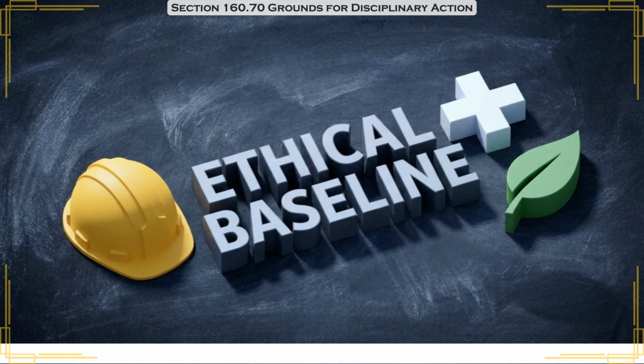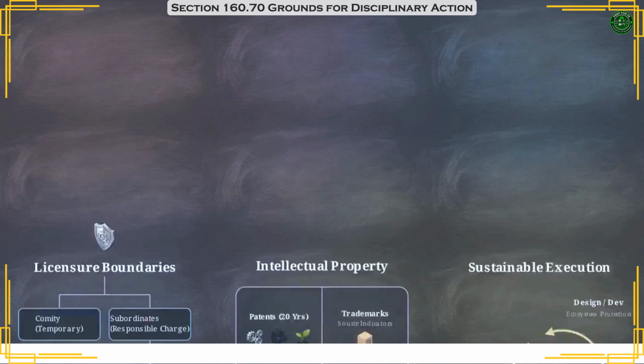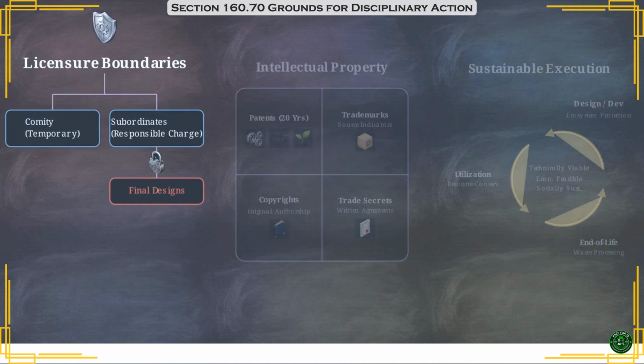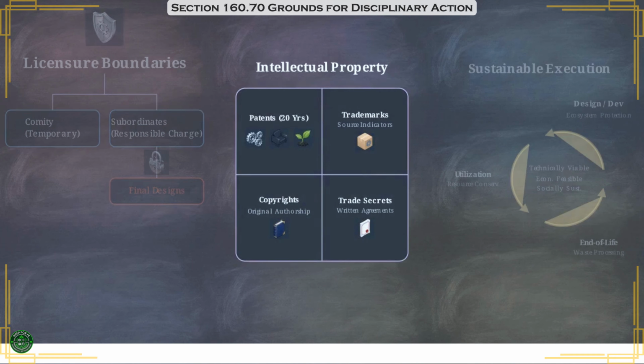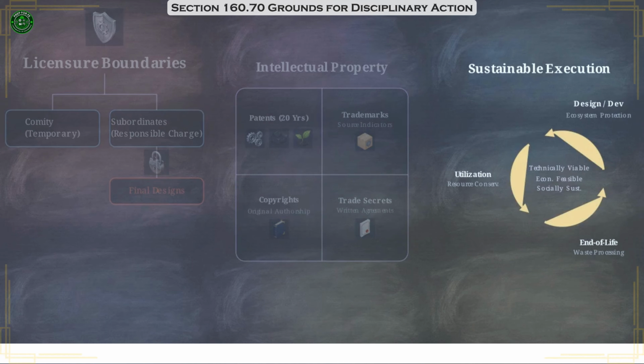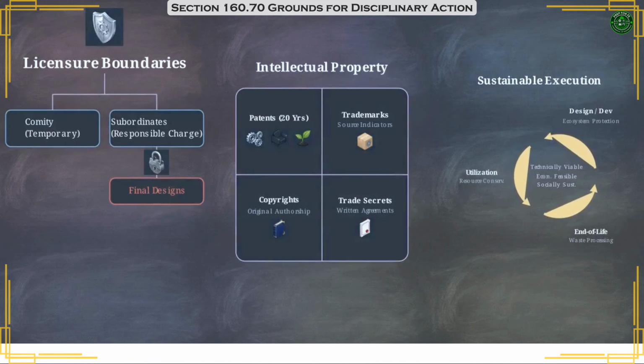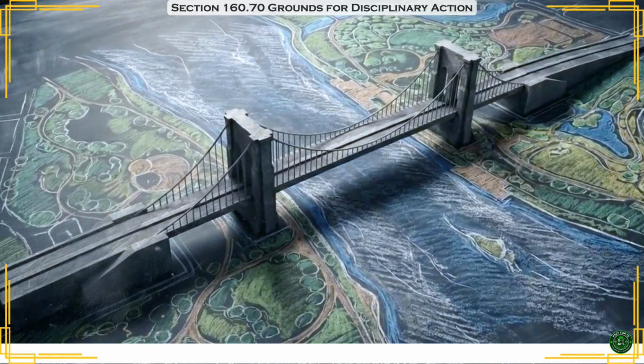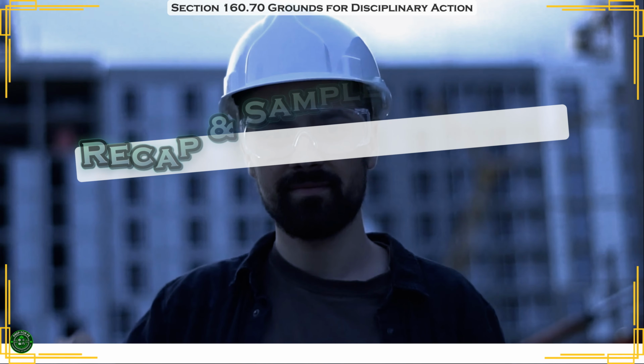On the FE exam, sustainability is categorized alongside safety and public health as a mandatory metric-driven ethical constraint. This is the complete architecture of professional practice. Lawful practice depends on adherence to licensure boundaries and responsible charge rules. Protecting work requires selecting the correct intellectual property mechanism based on the output. Ethical execution requires cradle-to-grave analysis, balancing technical requirements with societal sustainability. Passing the FE exam requires adopting this specific framework, where every engineering design is measured against its legal authorization.